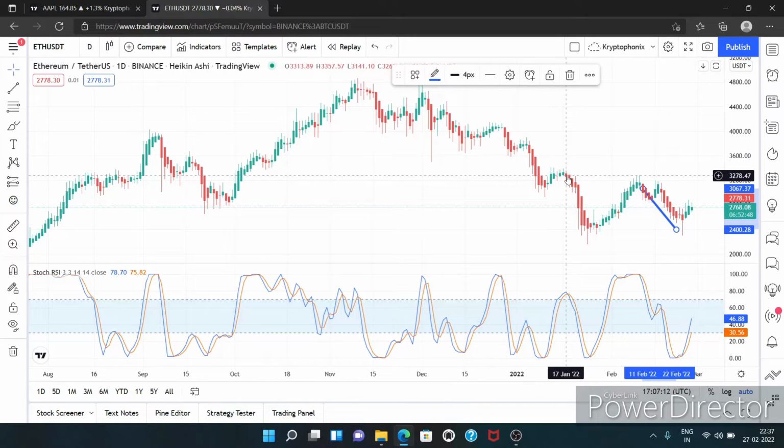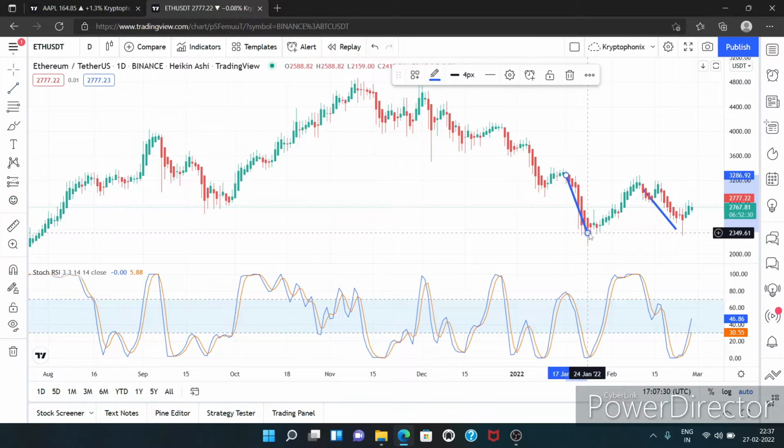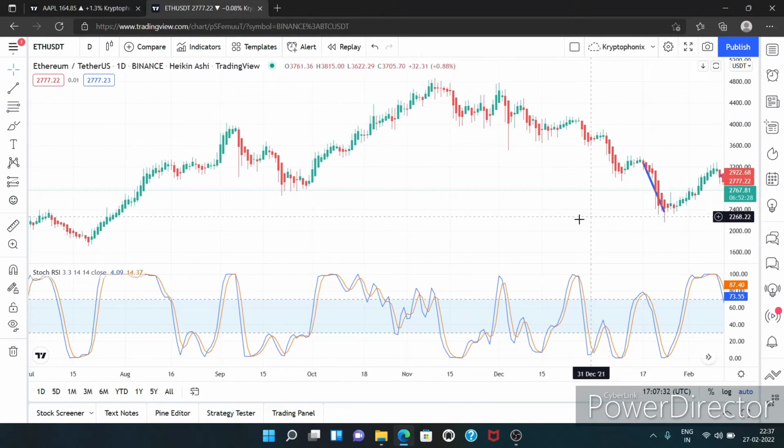Okay, so at this point over here, stochastic RSI was breached. Yeah, so this one is a sell signal. Two consecutive red candles, stochastic RSI above the 70 level mark, signal to sell. This bearish signal gave a down move.